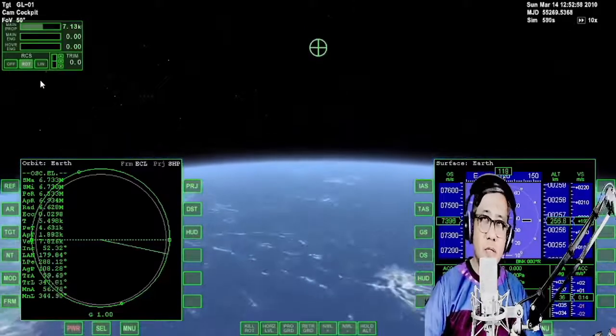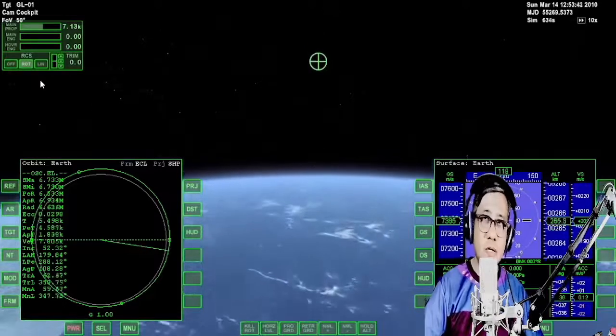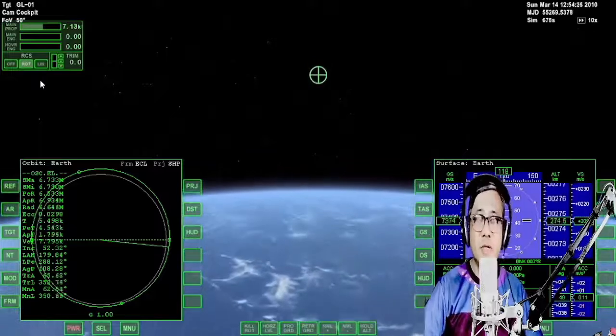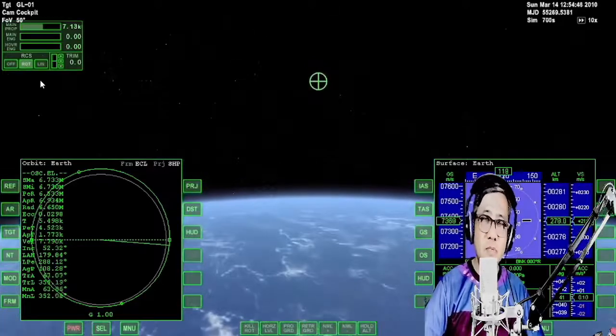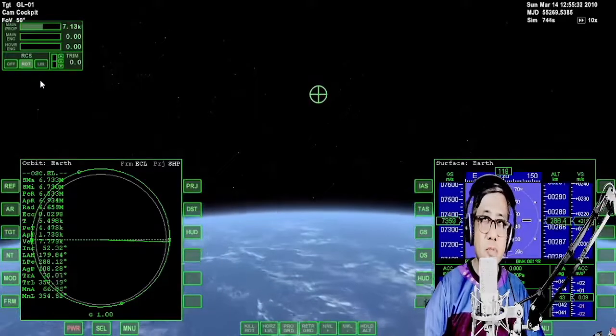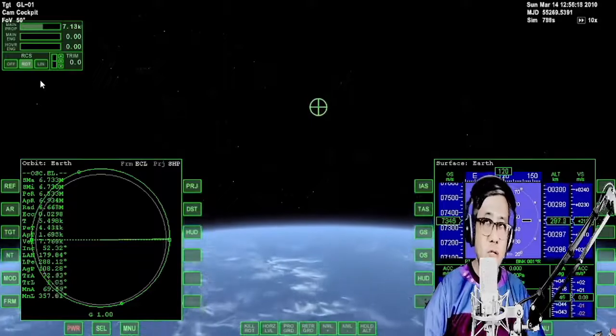So sa vlog po natin ngayon mga ka-spacers, we will visit the 4 Galilean moons of Jupiter and we will visit also Jupiter itself. So ayan po yung ating pag-uusapan dito sa vlog na ito using this computer application called Orbiter. So bago po tayo magpatuloy, konting disclaimer lang po.